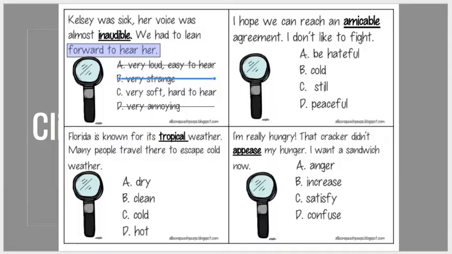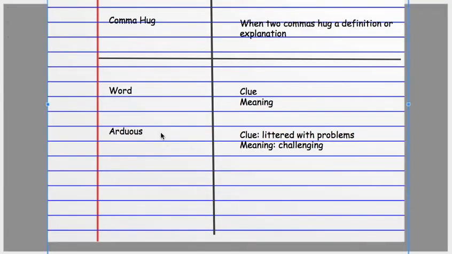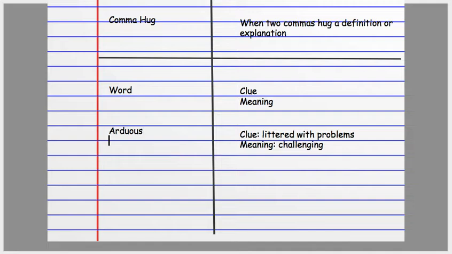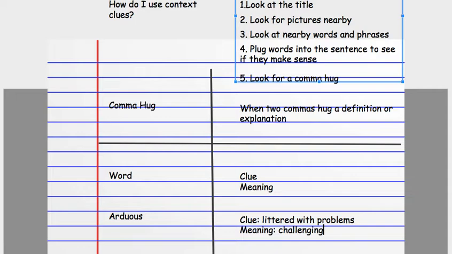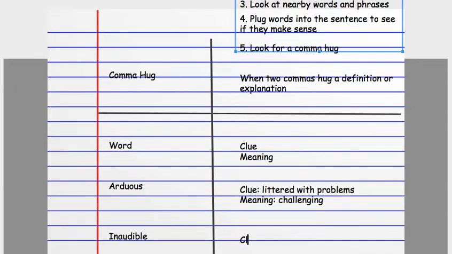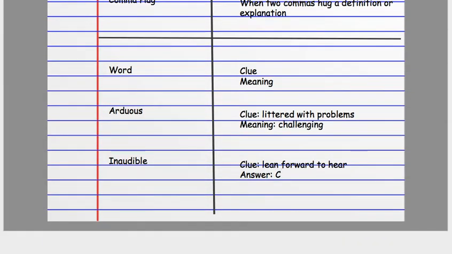So on your notes, that'll look like this. You're going to add inaudible to this side, and then way down here, you're going to add your clue. We had to lean forward. There's my dog barking, can you hear him? To here, and that means, or in your answer, it was going to be C. You don't have to write out your whole answer because you've got your clue here.